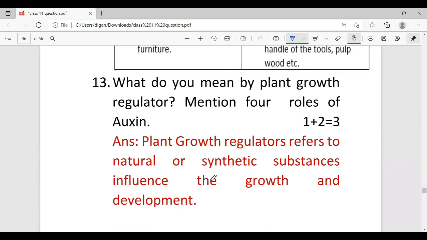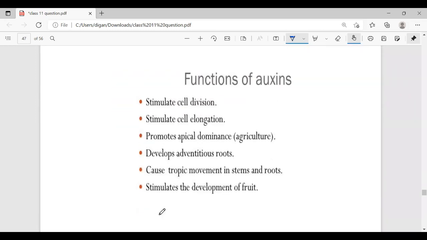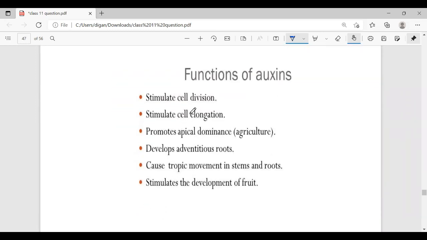Next question, question number 13. What do you mean by plant growth regulator, and mention 4 roles of auxin? So plant growth regulators refer to the natural or synthetic substances that influence growth and development. Means the compounds that help in the growth and development of plants are known as plant growth regulators. And the main roles of auxins are: stimulate cell division, stimulate cell elongation, promote apical dominance, develop adventitious roots, cause tropic movement in stem and roots, and stimulate the development of fruit. So these are the main functions of auxin.